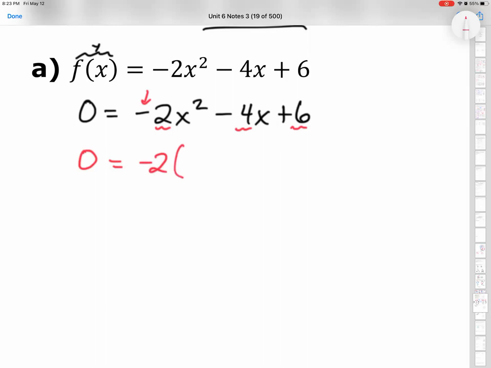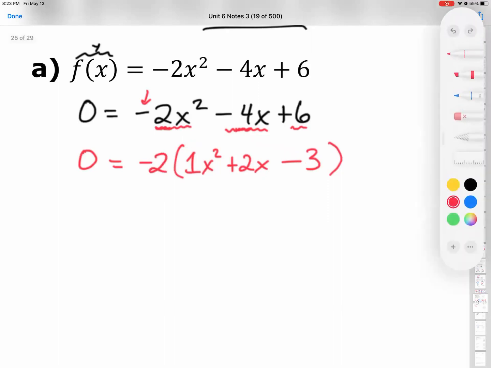And so when we do that, if we pull the -2 out of this first guy, we'd have to have a +1 x squared. If we pull a -2 out of this middle term, or essentially if you divide it by -2, you get a +2x, right? Because again, you're dividing that by -2. And then +6 divided by -2, you would need -3 there to get that +6 again, right? That times that would give you +6. So there we have factored a GCF.